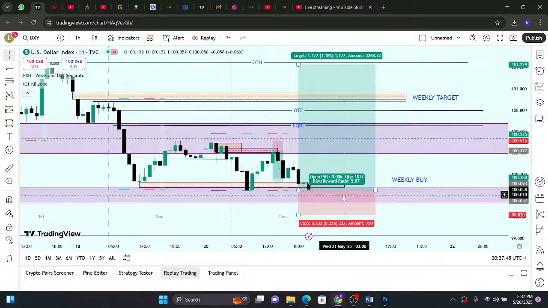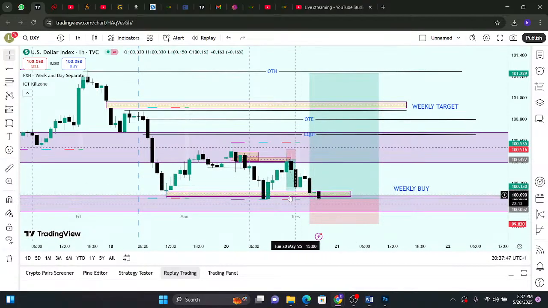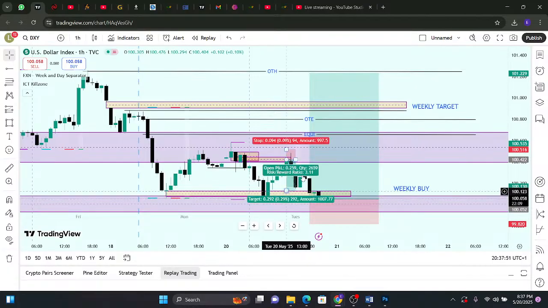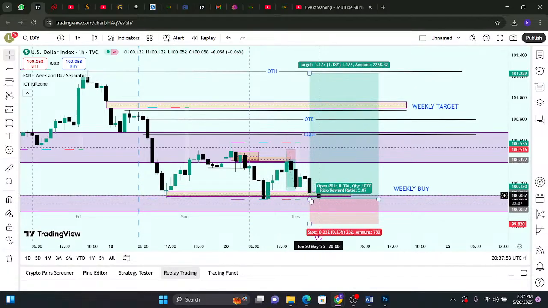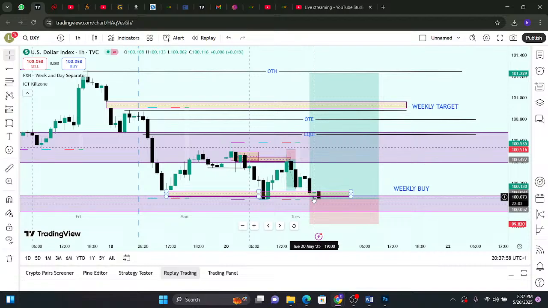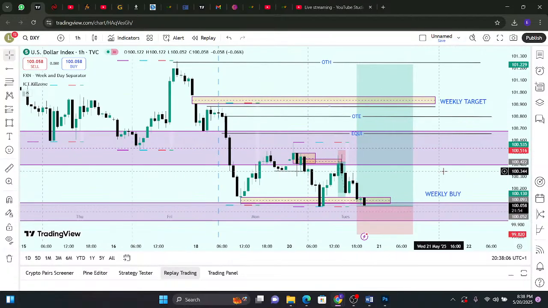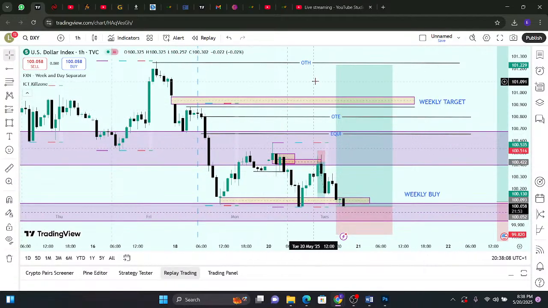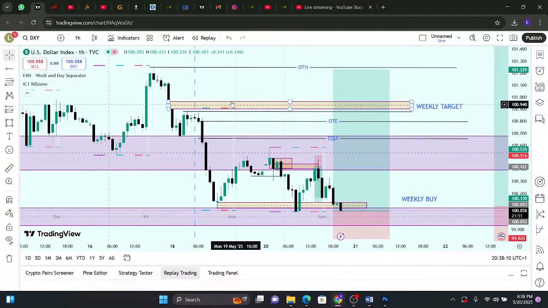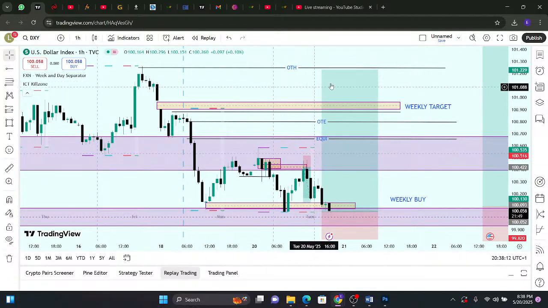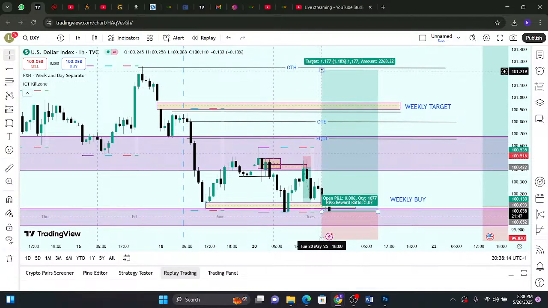Remember, we take our trades during the late New York session. This was the New York session for today, and then we're taking our trades. We took our trade by 7 p.m. Nigerian time. You can convert it to whatever time it is in your country. So we want to look at our weekly target.